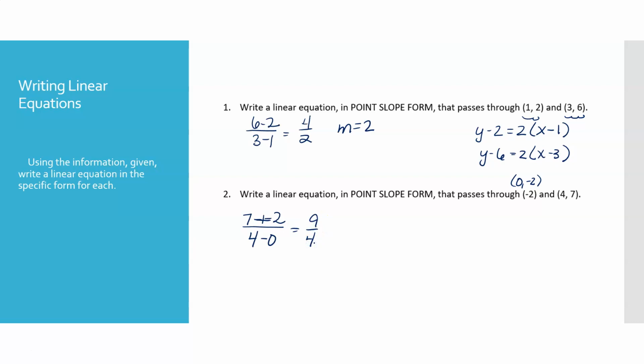So we can use either one of the 2 points. Let's use this one first. So I have y plus 2 equals 9/4 quantity x minus 0. The second one is y minus 7 equals 9/4 quantity x minus 4. Either one of those will work.